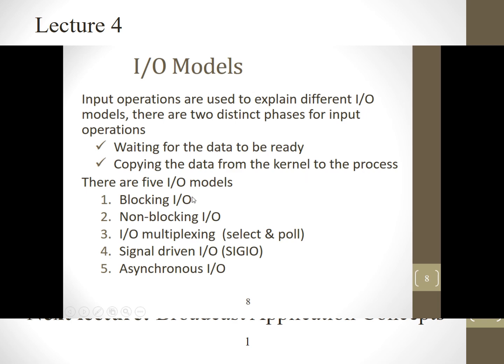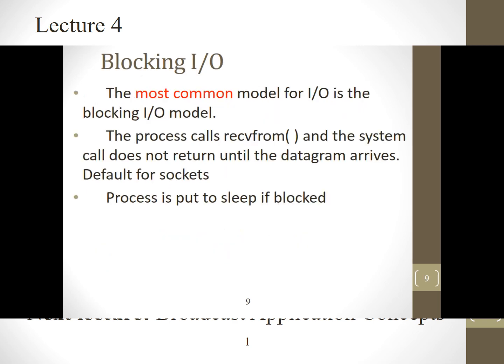So the 5 I/O models we'll be discussing are blocking I/O, non-blocking I/O, I/O multiplexing that will be using select and poll functions. Then we have signal-driven I/O. Here signal-driven I/O will be installing a signal handler by using SIGIO. And then the last one is the asynchronous I/O model. So let's look into it one by one. The first one is the most common I/O model, and it is known as blocking I/O.